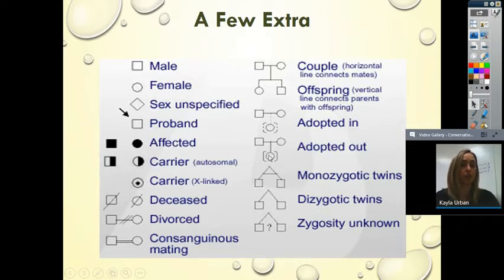If you gave a baby up for adoption, then you would show it this way, with the brackets around it. And then these are examples of twins. Monozygotic are your identical twins, meaning one zygote, or one fertilized egg, split into two babies. So they have the same genetic information. Dizygotic means two zygotes. So you have two eggs and two sperm. Those are your fraternal twins. And zygosity unknown means you don't know if they're identical or fraternal.